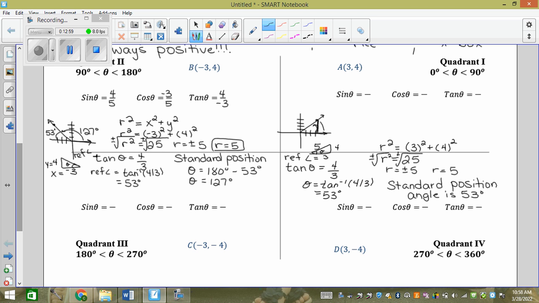So my triangle is now 3, 4, 5. It's often easier if you actually label it. So I know x equals 3, y equals 4, and r equals 5. And then I just do my trig ratios. Sine is y over r, so it's 4 over 5. Cos is x over r, so it's 3 over 5. Tan is y over x, 4 over 3.